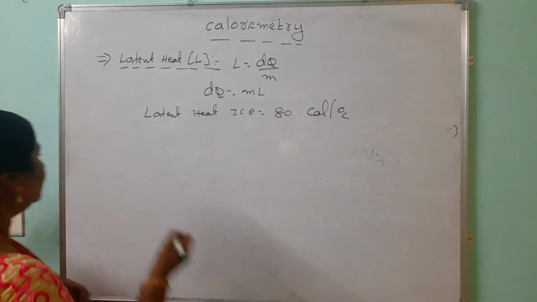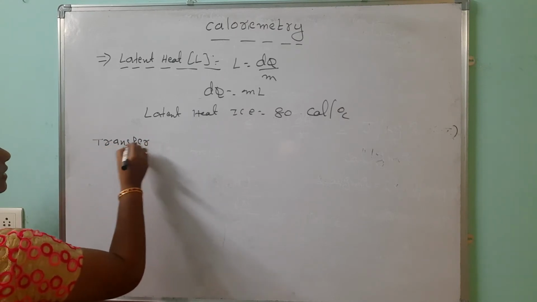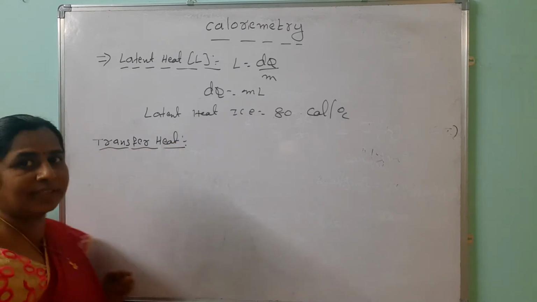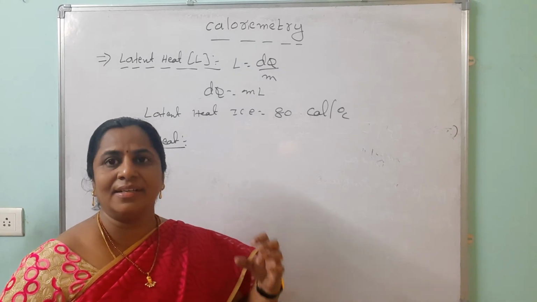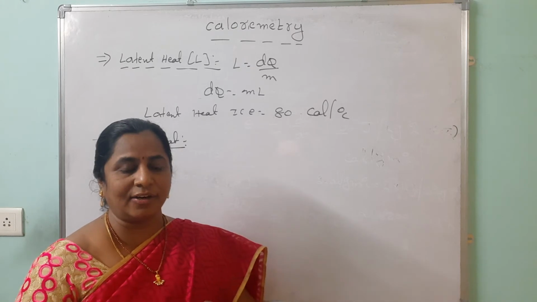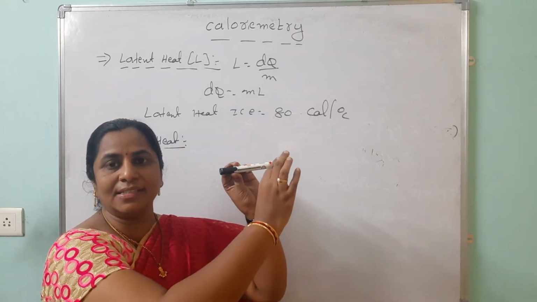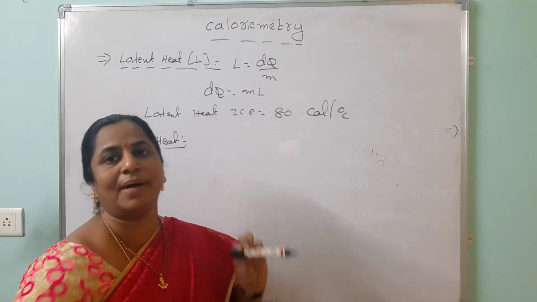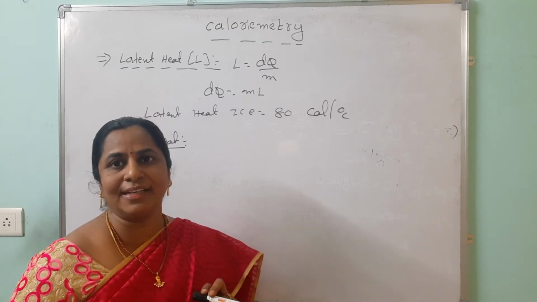Then we focus on transfer of heat. How many methods are there to transfer the heat energy? There are three methods to transfer the heat energy. First one is conduction, second one is convection, third one is radiation. In the case of conduction, take an iron rod, we provide the heat energy. But when you touch this side also, we feel hot. Why? The heat is flowing through the vibrating particles from one end to the other end. This is called conduction.